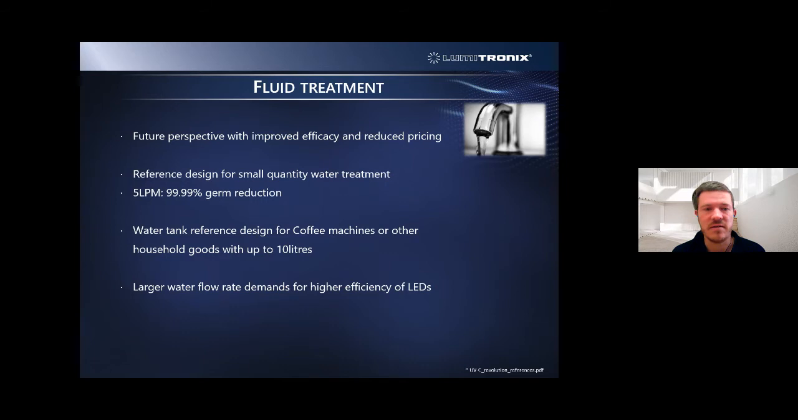And if you're looking at municipal water treatment, the flow rates of water need to be higher by a factor of hundreds or thousands. So what we need to penetrate that market is higher efficacy and lower price at the same time. We see that this market will open up within the next 5 or maximum 10 years. It might be the right timing right now to go into the development of products.